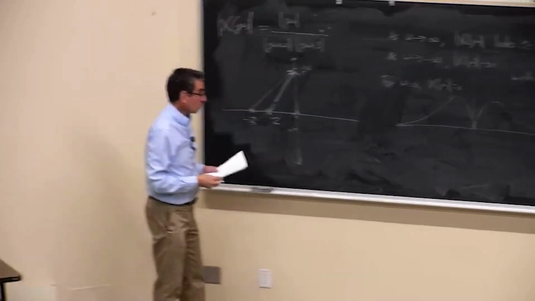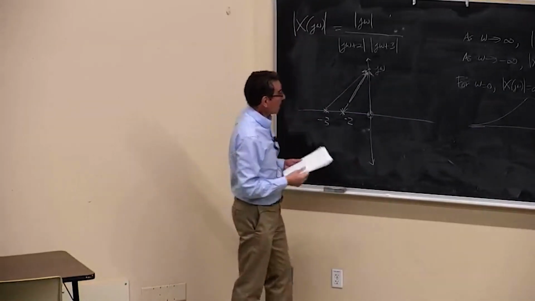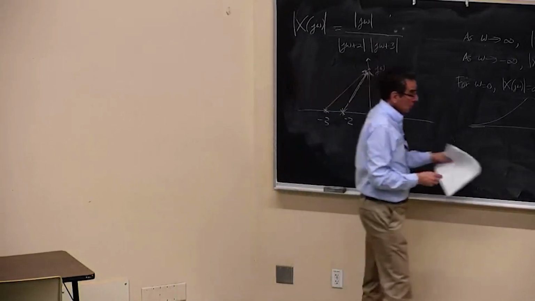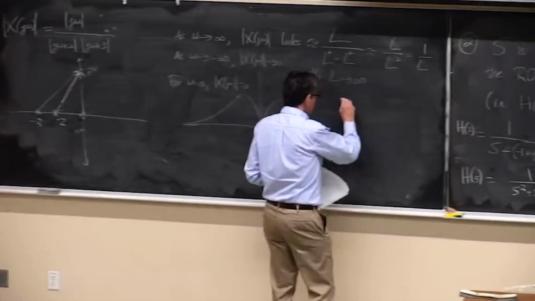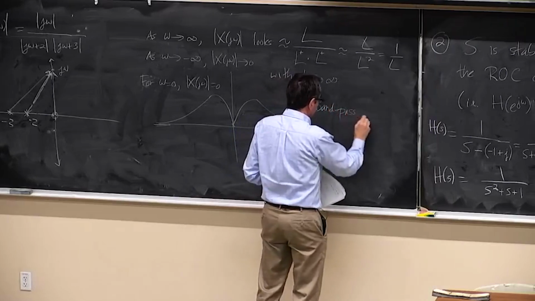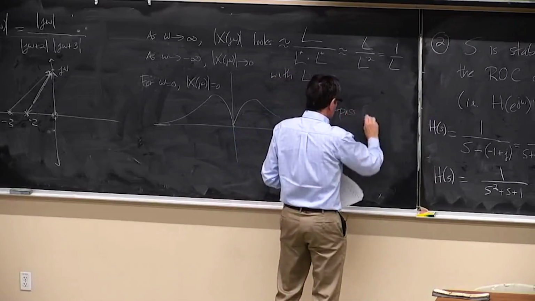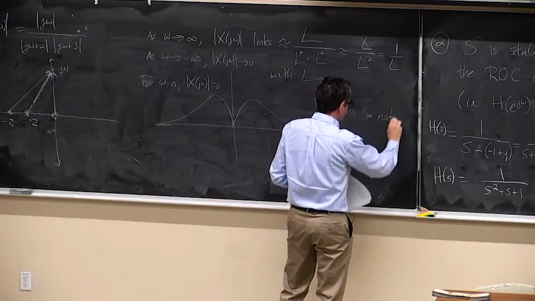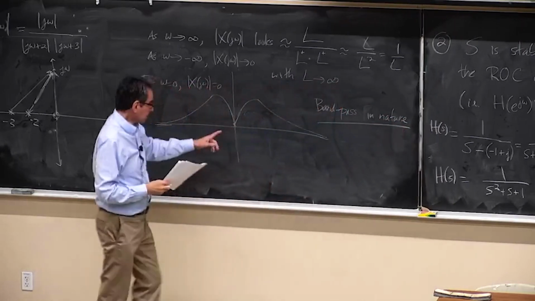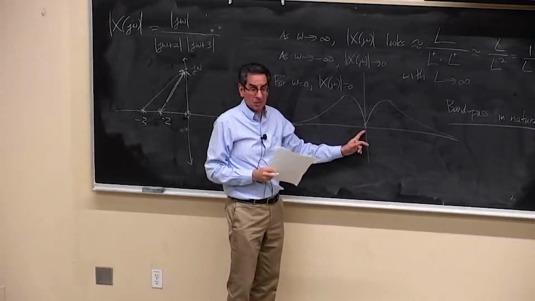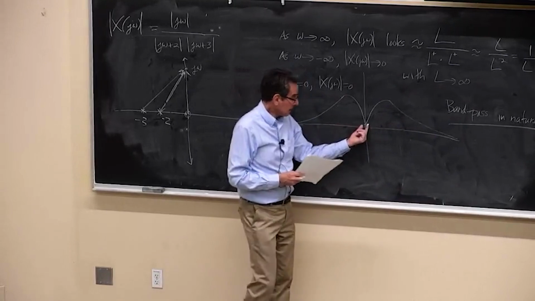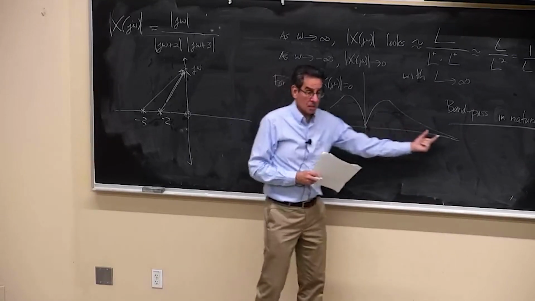And so what you can conclude just from that simple analysis, in the extremes and at the 0, is that this looks like it's bandpass in nature. It's not exactly bandpass because it's only 0 at one point, but it's bandpass in nature. It's going to be emphasizing these frequencies and then attenuating low frequencies and attenuating high frequencies.